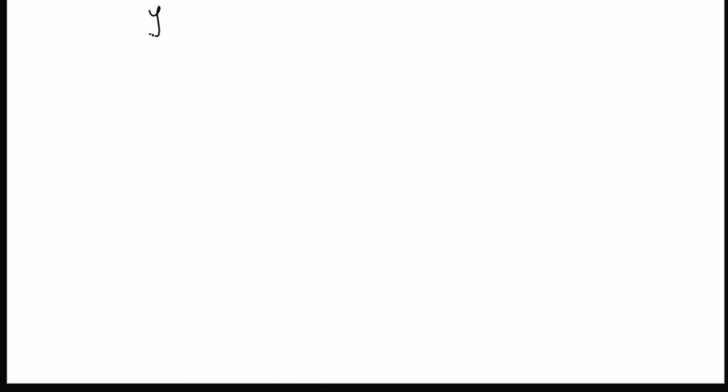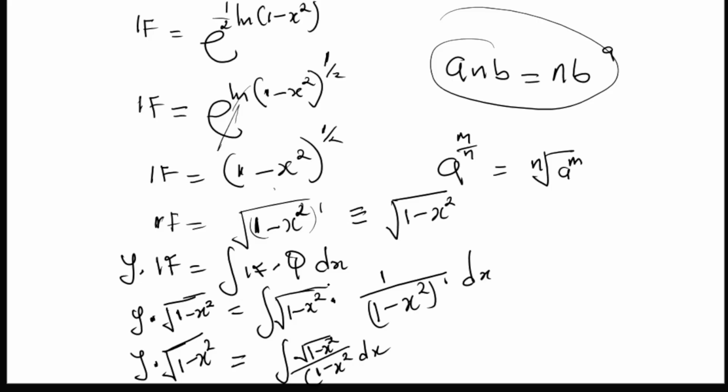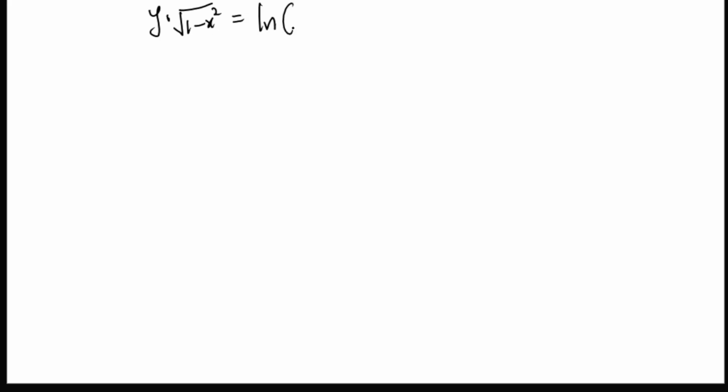If you integrate what you have here, you simply have y times the square root of 1 minus x squared, and this will be equal to, remember, we want to integrate what we have here. If we integrate 1 over the square root of 1 minus x squared dx, you will simply arrive at ln of x plus the square root of x squared plus 1, plus c. Now if you integrate that, you arrive at this.